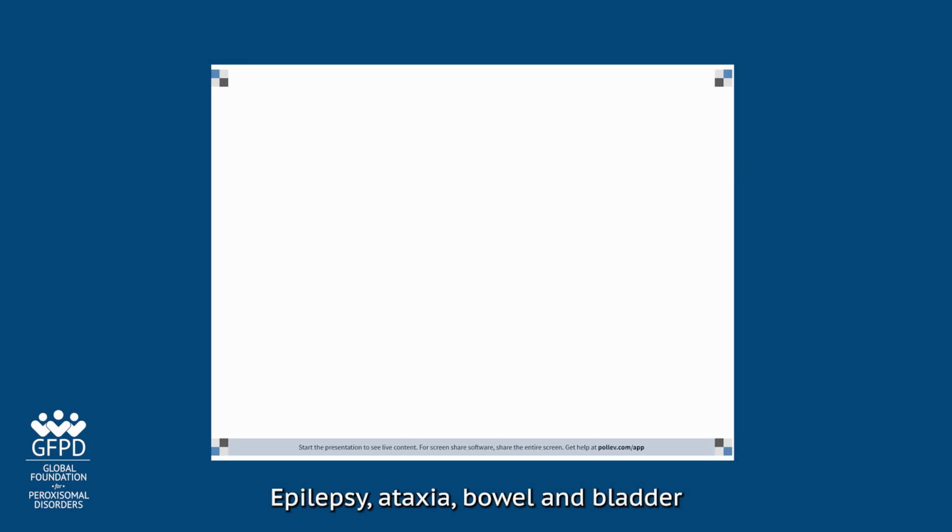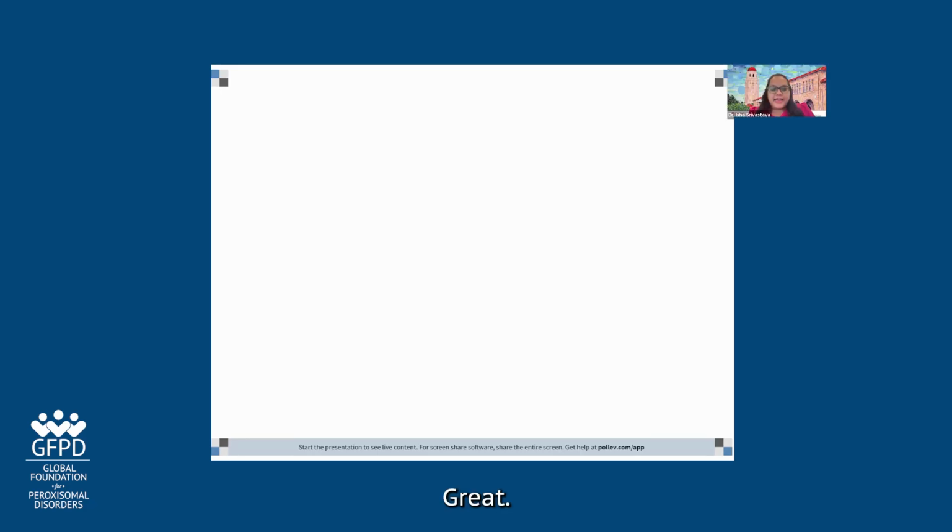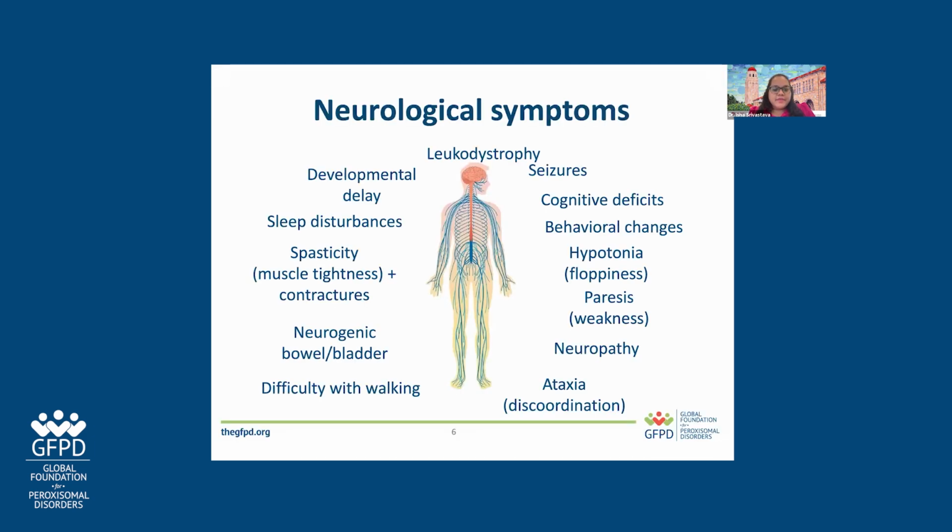Epilepsies, ataxia, bowel and bladder dysfunction. Yeah, all really important symptoms and very common. I see epilepsy showing up on the word cloud, ataxia, neuropathy. Low muscle tone. Yeah, great. Low muscle tone, ADHD, nystagmus, bowel and bladder, 100%.